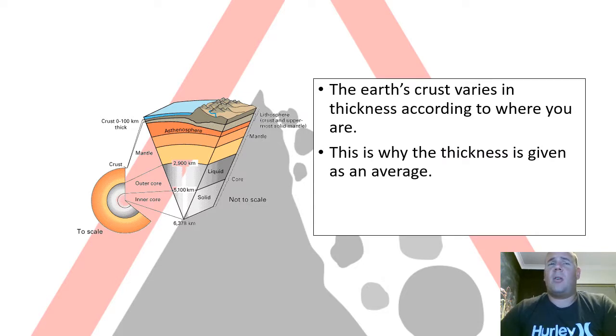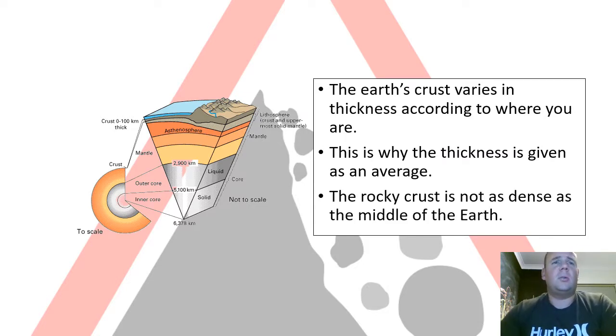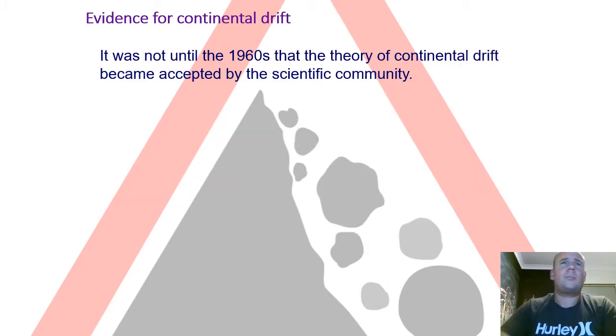The Earth's crust, as I've just said, varies in thickness according to where you are. The crust is basically thinnest under the sea, and hence hotspots. It's only an average, and this diagram explains why it's not equal. The rocky crust is not as dense as the middle of the Earth, so as we go down towards the centre of the Earth, you get more pressure because it's dense. So that gives you some understanding of what the lithosphere is compared to the centre of the Earth.